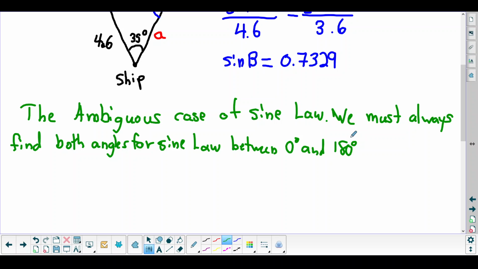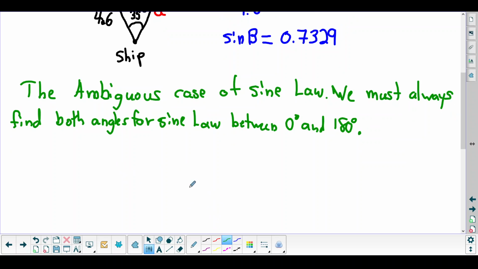So we're going to do that. We're going to find both the possible angles that this gives us. If we're solving for a side length of sine law, we do not need to do the ambiguous case. There is no ambiguous case. There can only be one side length. When you're doing angles, though, we get something like this. We got to find both. So let's draw our diagram.